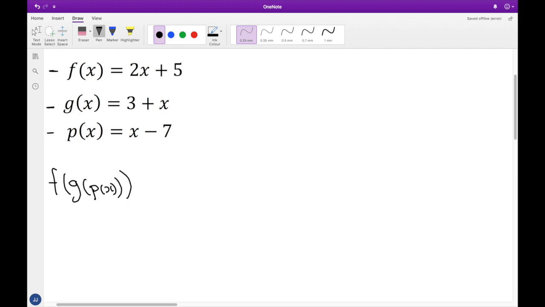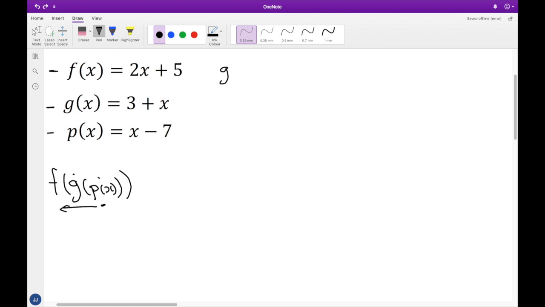What is going on here? I have a function inside a function inside another function, right? Now, how do we operate this? Just work from whatever is inside the innermost function and work outwards, right? So first you would see here that I have the p of x and I want it inside of the g of x, yeah? So the p of x is inside the function g, yeah?